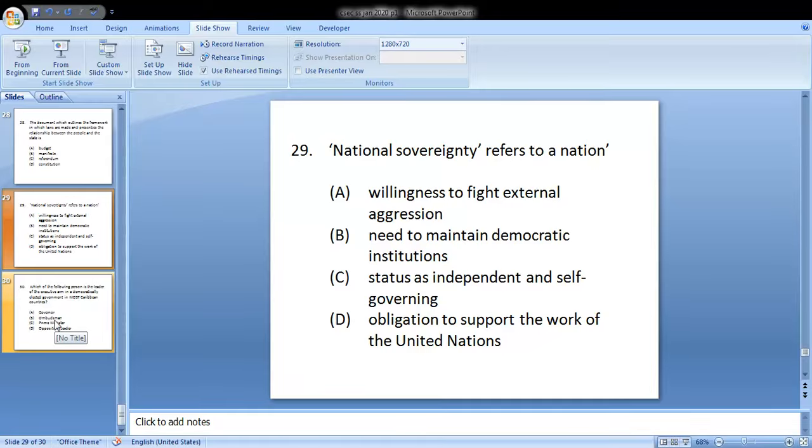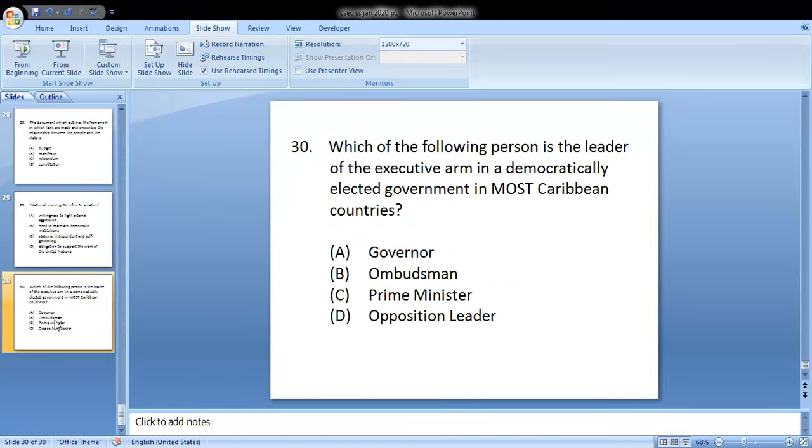So we got our final question for part 1 of this video. It says 30. Which of the following persons is the leader of the executive arm in a democratically elected government in most Caribbean countries? A. Governor. B. Ombudsman. C. Prime Minister. D. Opposition leader. We know it is C. The Prime Minister. So we have come to the conclusion of part one of the CSEC Social Studies January 2020 paper one.